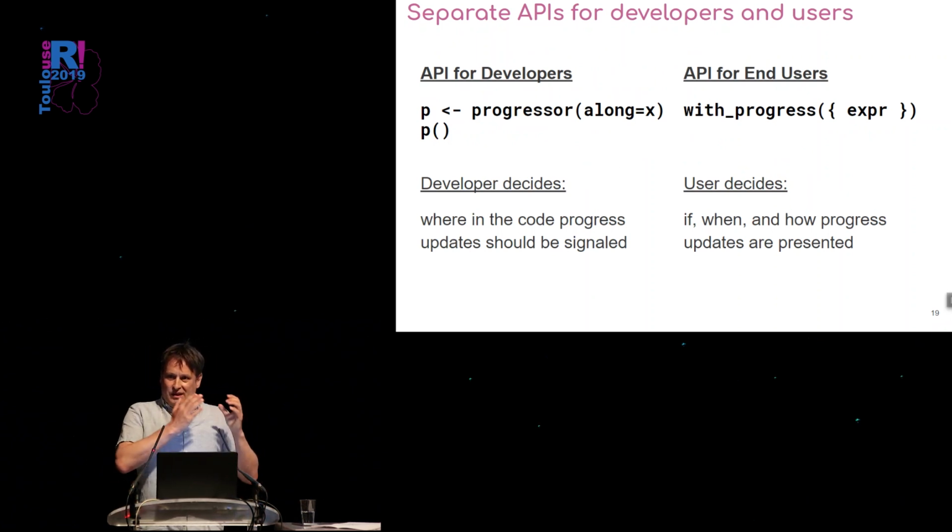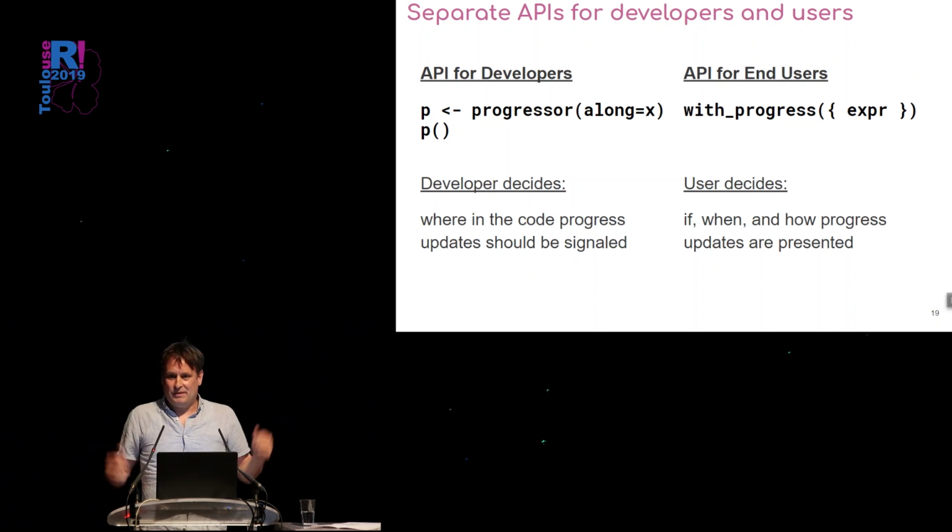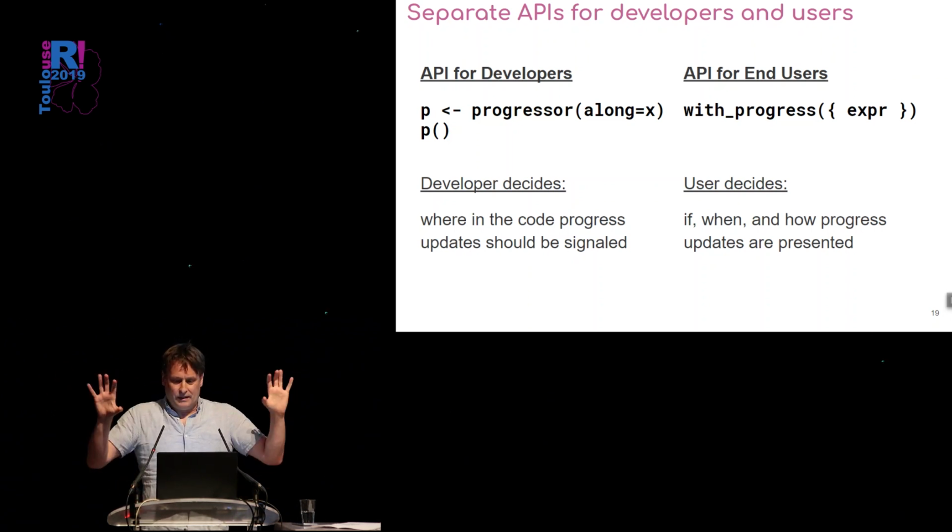So you can split it up. So the developer decides what to update, just signal progress updates. Create a progressor for 10 steps, and you call the p function here, and you do that in your iteration. And the end user just says, I want to listen to progress updates or not. So that's separation.